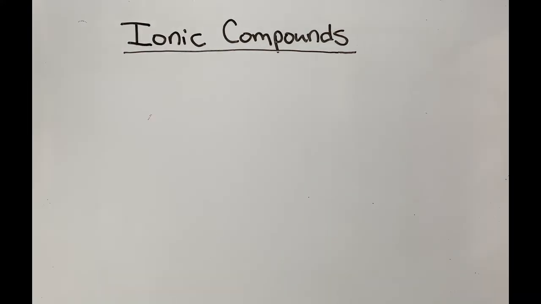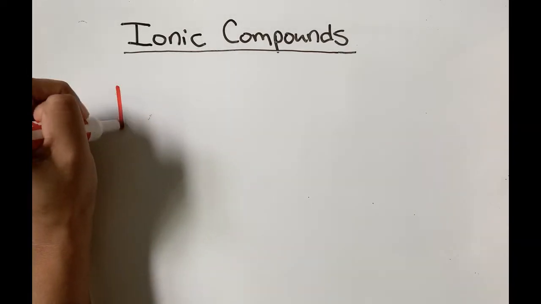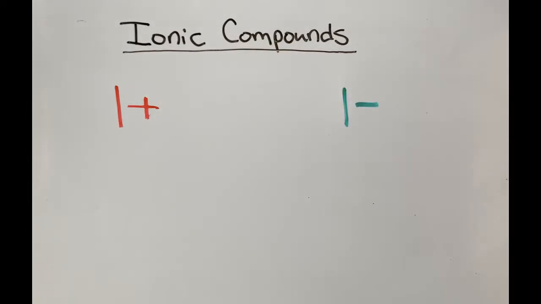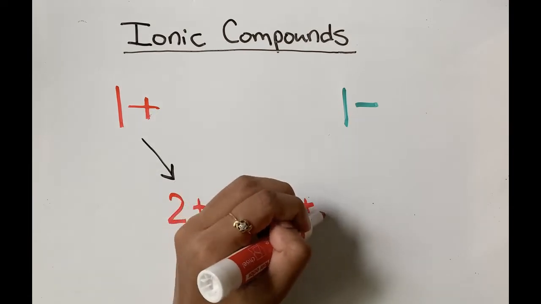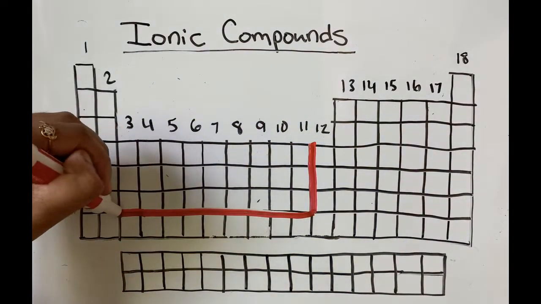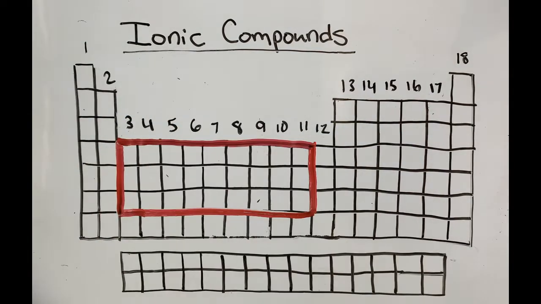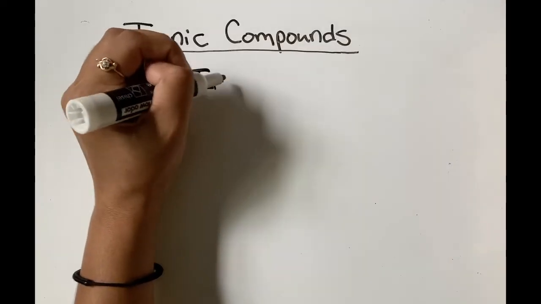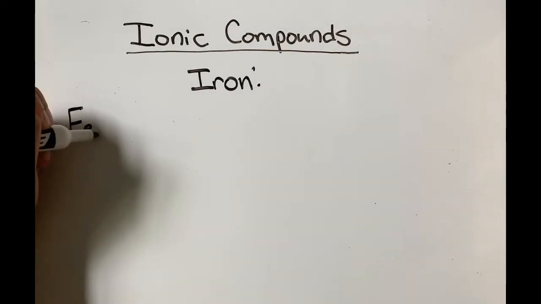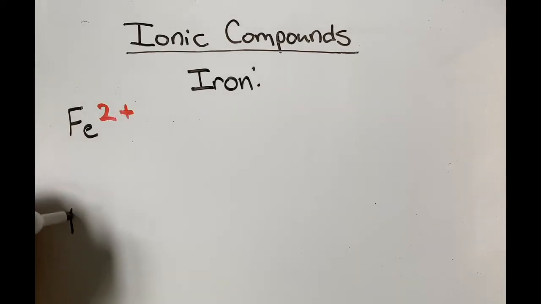The final thing I'm going to cover today are the names of certain cations. The examples we used only included cations that were 1+ and anions that were 1-. Sometimes, however, elements can form more than one type of cation. These elements are usually the transition metals, which are seen in this portion of the periodic table. Iron is the best element to explain the naming for multiple cations. Iron can form Fe2+ or Fe3+.